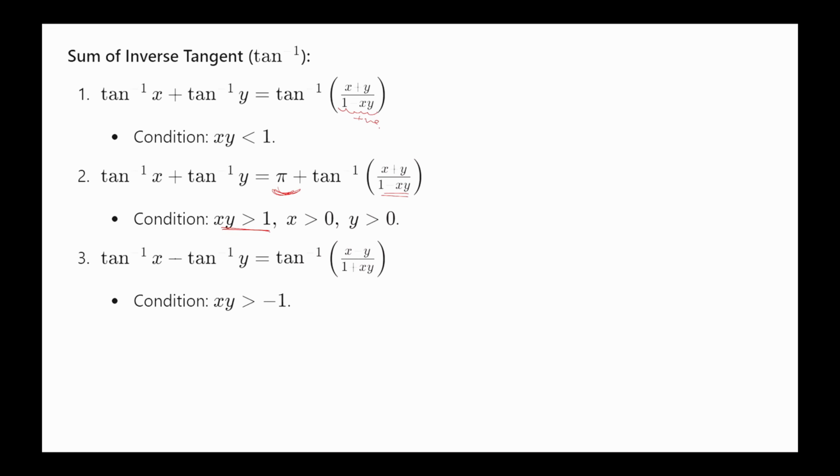If I have tan inverse x minus tan inverse y, so this would become tan inverse of x minus y upon 1 plus xy. So keep these formulas in mind. Do not forget the conditions, and based on which condition you are having pi plus or pi minus and all these things, you have to remember such identities.